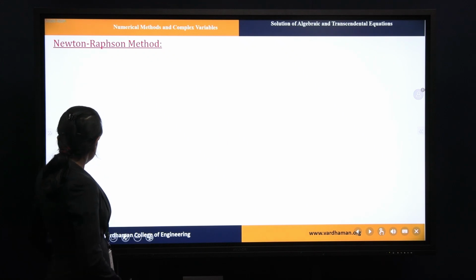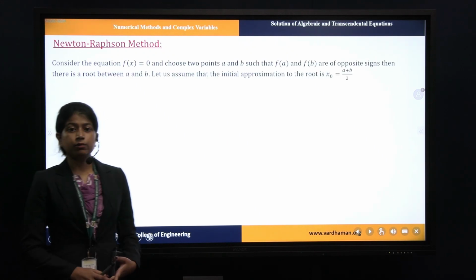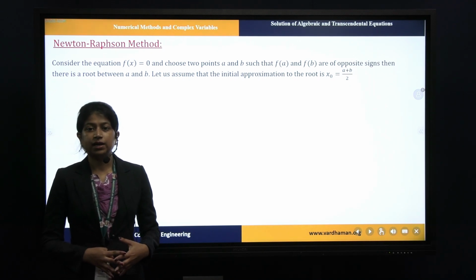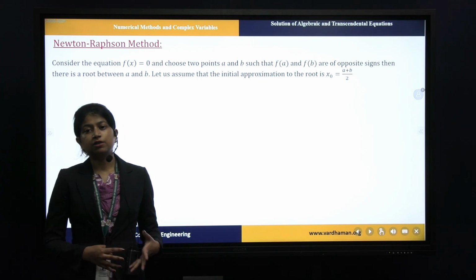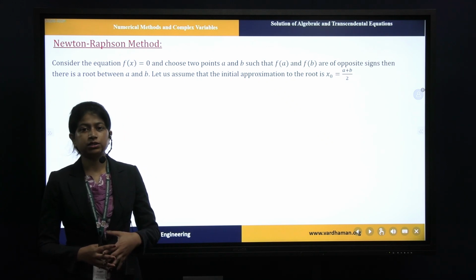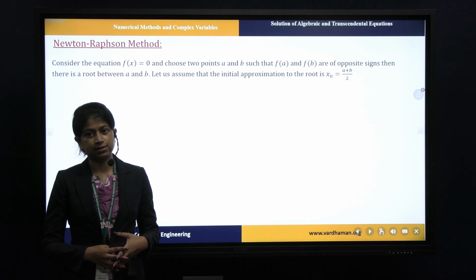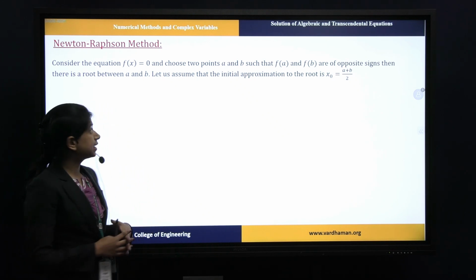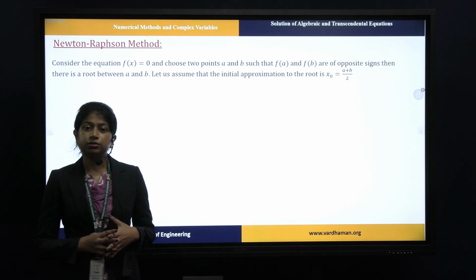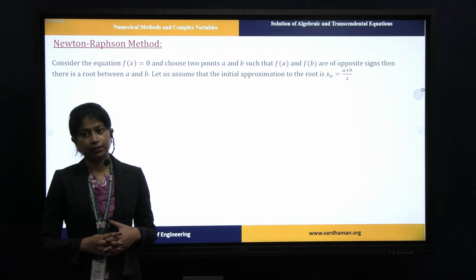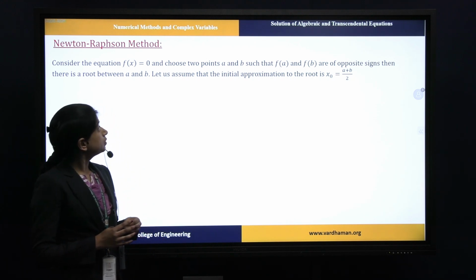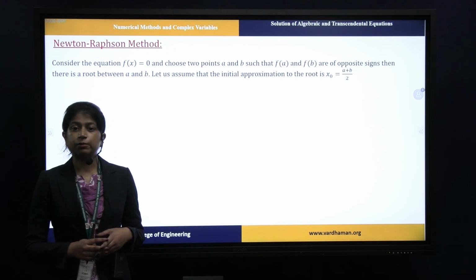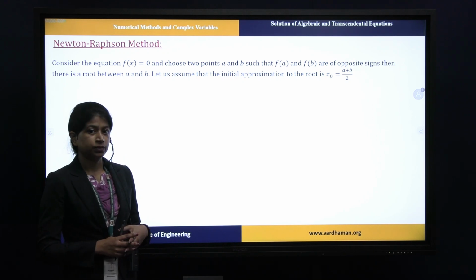So here first we consider equation f(x) equal to 0 and we choose 2 points A and B in such a way that function value at A and function value at B should be of opposite signs. So by intermediate value theorem we can say that there exists a root between A and B. Also we will assume that the initial approximation is given by x naught equal to (A plus B) by 2.